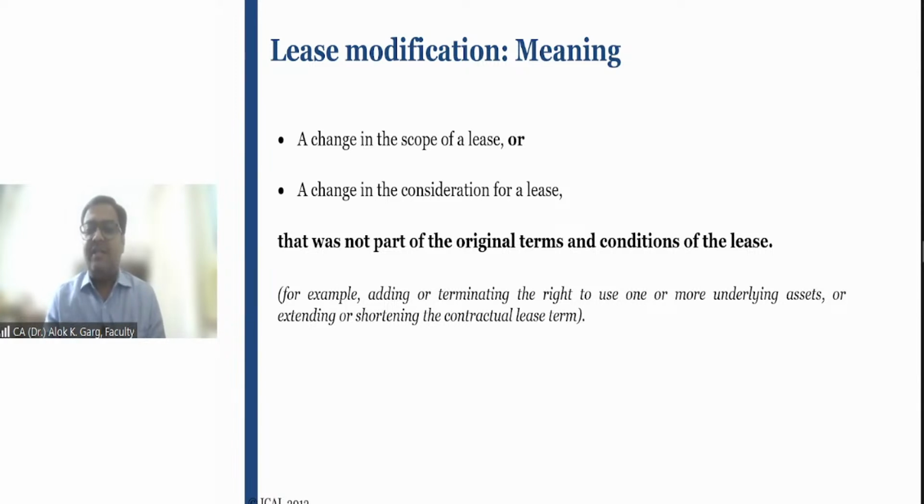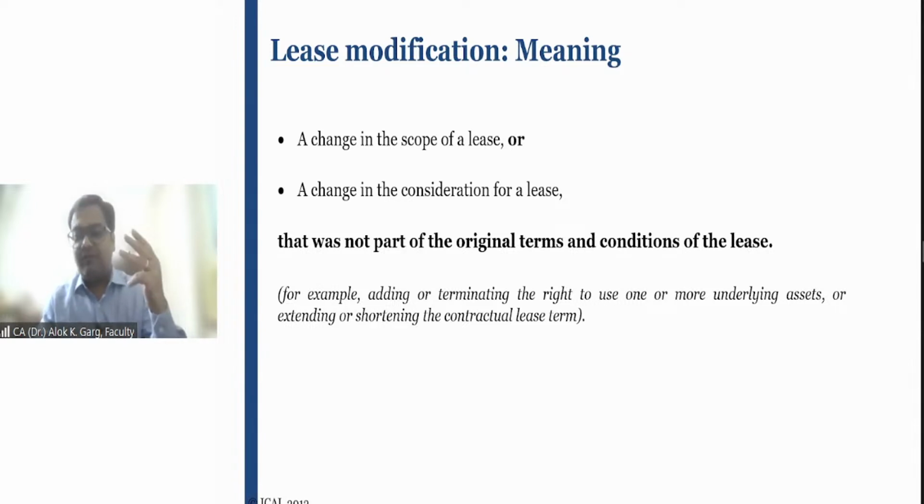So they are extending the lease by 5 years. This is again known as a modification. Or for example, a company has taken premises on a lease contract of 10 years. Earlier they were expecting that they will use this space for 10 years, but now they are expecting that they will only use this space for 6 years. So there is a shortening or an extension of the lease term. This is also known as a modification.